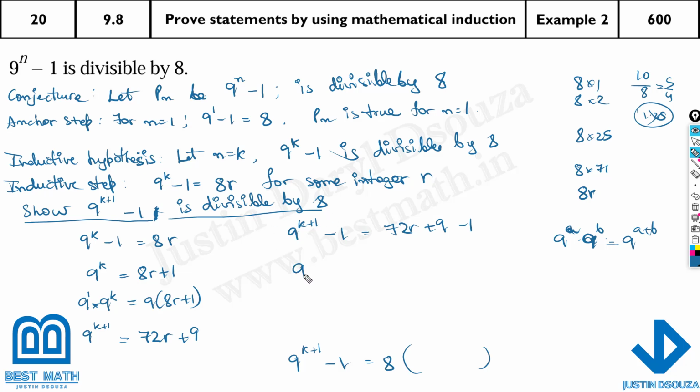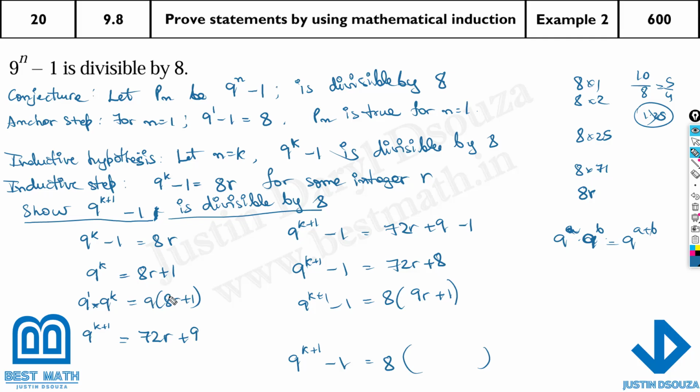Now left side is done. 9^(k+1) - 1 is equal to 72r + 9 - 1, which is 8. Now, is it possible to take 8 outside? Yes. Don't divide both the sides; we're taking the factor outside, like the distributive property. What I'm doing is 8 times, now how many times over here? It's 9r + 1. This is the thing. If I multiply 8, by the distributive property it will be 72r, and 8 times 1 is 8.